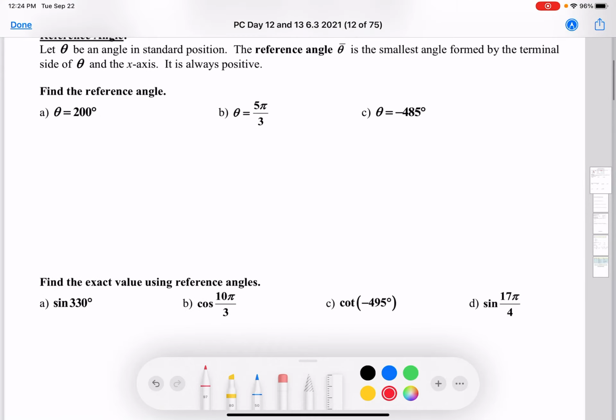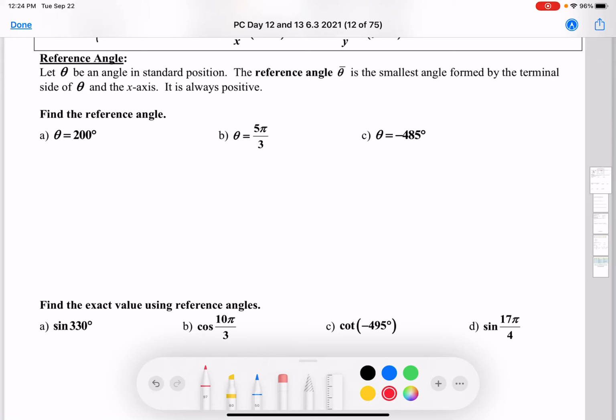Okay, so I'm just going to go ahead and do these examples again for any of us who maybe left earlier. So it says reference angle. Let theta be an angle in standard position. The reference angle is the smallest angle formed by the terminal side of theta and the x-axis. So that's really important, the terminal side and the x-axis. And it's always positive.